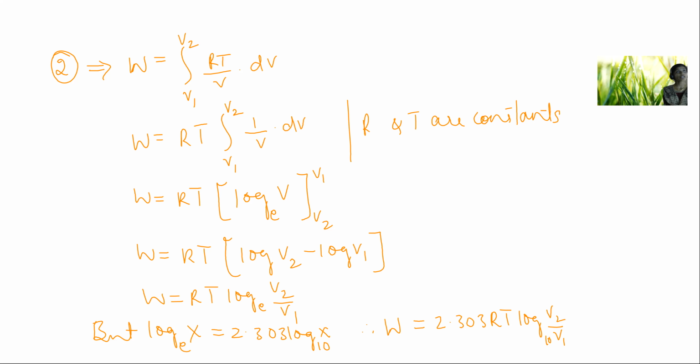So RT is constant, taken outside, the integration of 1 by V into dV remains. It is integrated from V1 to V2. V1 is the initial volume, V2 is the final volume.